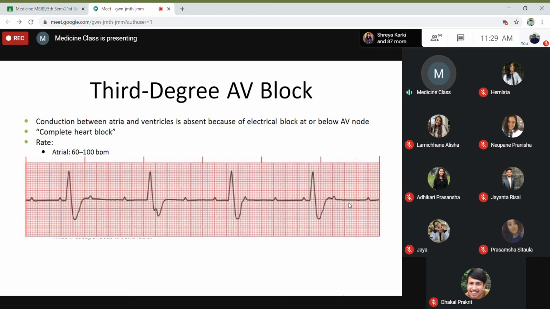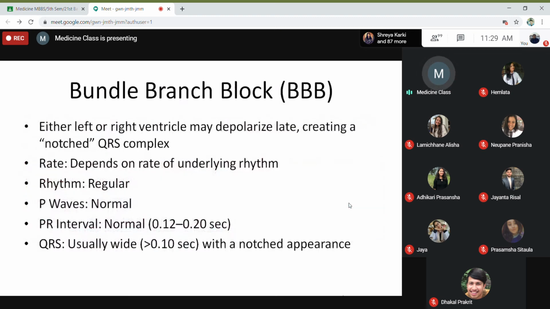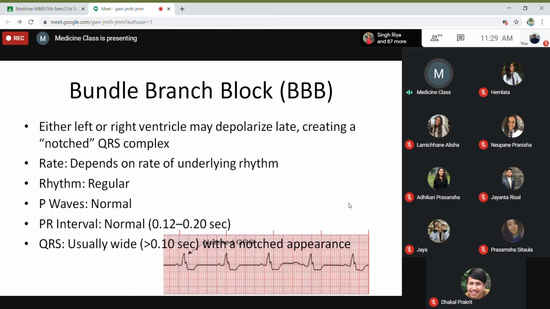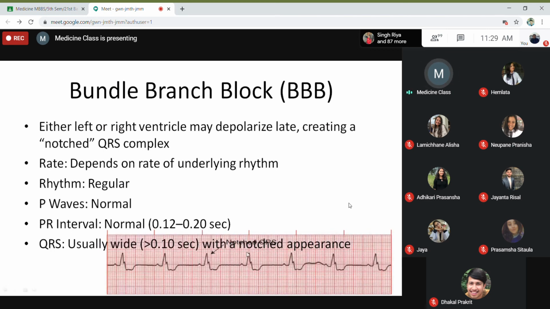In the bundle branch blocks, you will have notched QRS complexes, and the QRS will be wider with notched appearances, but the P wave will be normal, the rhythm will be regular, and the PR interval will be normal. It will be something like this. This is a notched one. The other waves are usually normal.